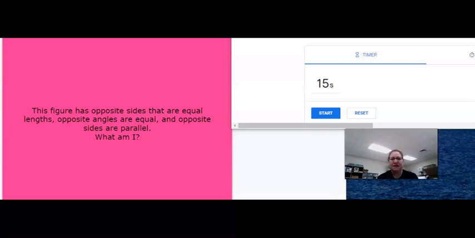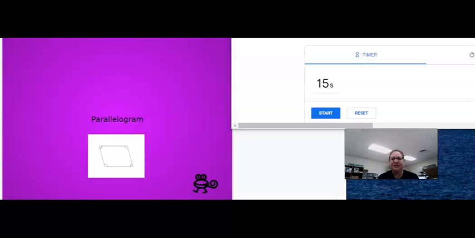Okay, this figure has opposite sides that are equal lengths. Opposite angles are equal, and the opposite sides are parallel. What am I? You are a parallelogram. You got that correct? High five.